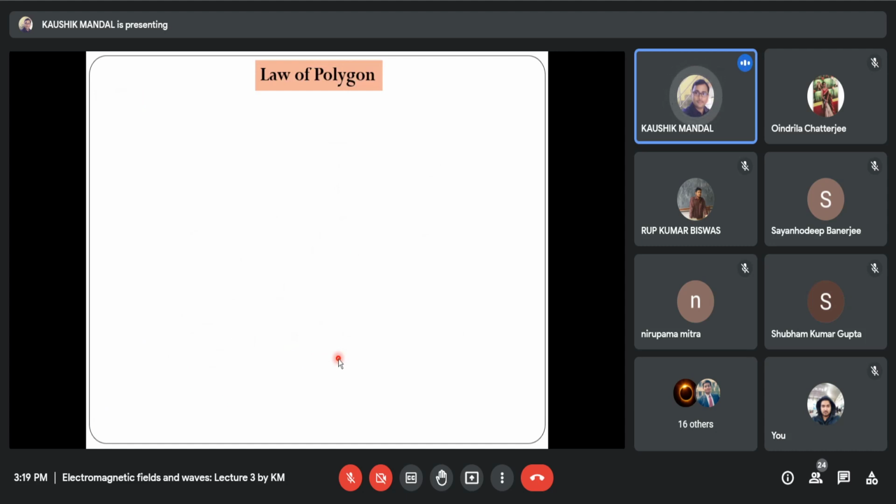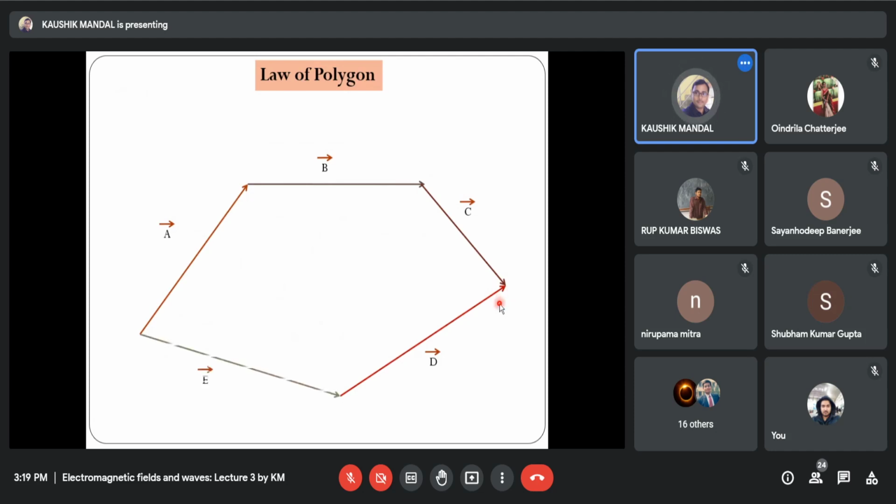Now, in the case of a polygon, that is, when the number of lines is more than 4, for any arbitrary shape, we have to move in a particular circular path. We are considering different vectors A, B, C, D. Now you see the direction of vector D is opposite. Similarly, vector E is in the opposite direction. We have to start from a particular point and end our movement at the same point.